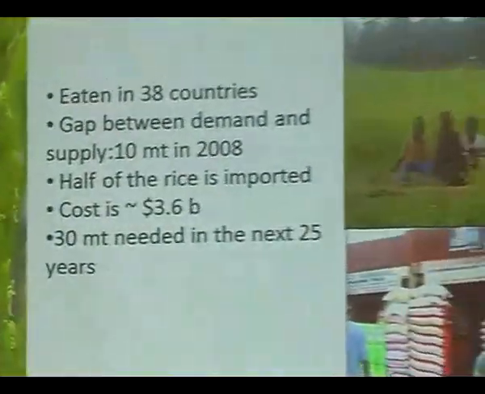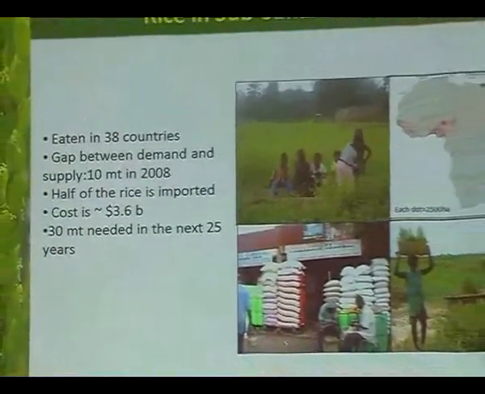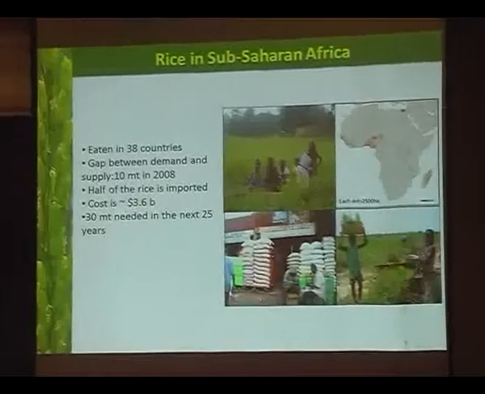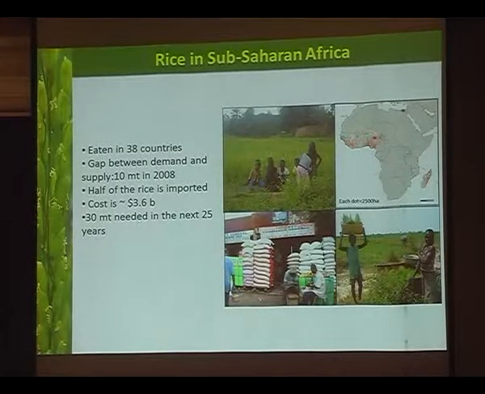So I would like just to say a little bit about rice in sub-Saharan Africa. Rice is eaten in a lot of these countries, and you can see here on the map each red dot represents 2,500 hectares, so a lot of rice in West Africa.